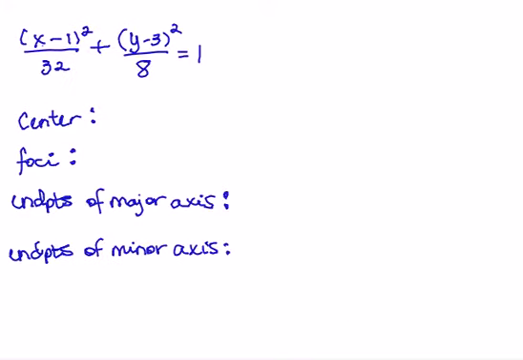Okay, so now we have our ellipse in standard form, and we can start working on identifying the important characteristics of this ellipse. Remember that our center comes from the square binomials, x minus 1 squared and y minus 3 squared. If we look at those, we can see that our center is going to have the coordinates 1, 3. The foci, we're going to need to calculate our C value before we can find the foci.